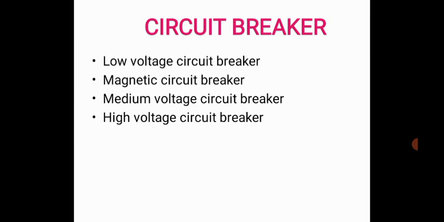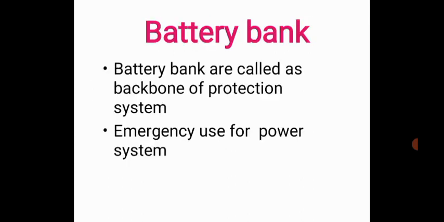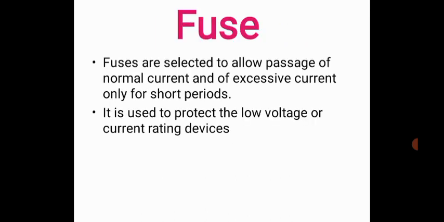Next one, circuit breaker. First one, low voltage circuit breaker, the next one, magnetic circuit breaker, the third one, medium voltage circuit breaker, and the final one, high voltage circuit breaker. Battery bank. Battery bank is the backbone of the protection system, for emergency use of the power system.